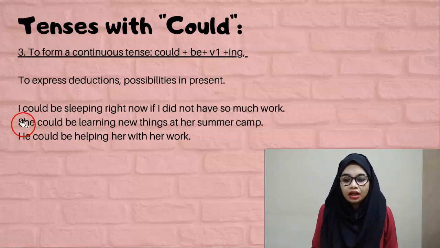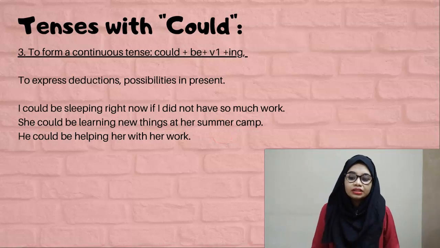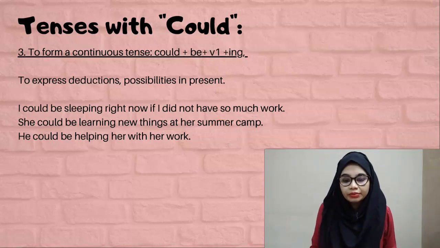I can't do that. She could be learning new things at her summer camp. We are just guessing this. Okay, so she's at the summer camp. What is she doing there? She could be learning new things. He could be helping her with her work. Okay, we are guessing. It's a deduction. He could be helping her, right? So this is how you use the continuous sentences with could in the present.